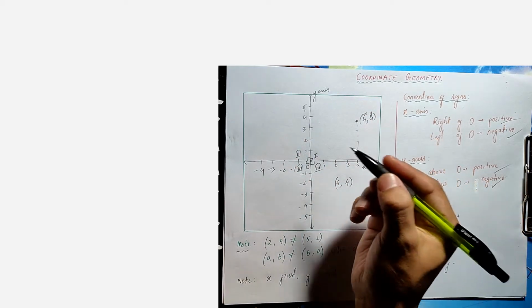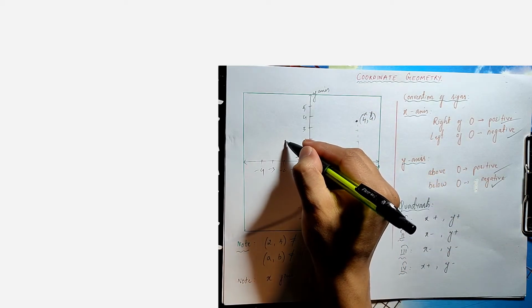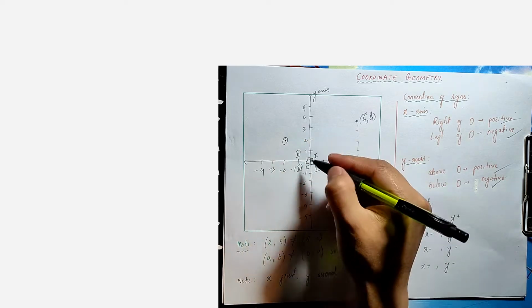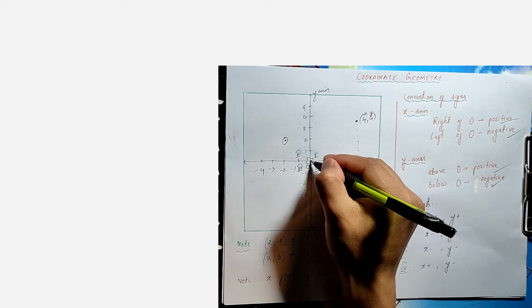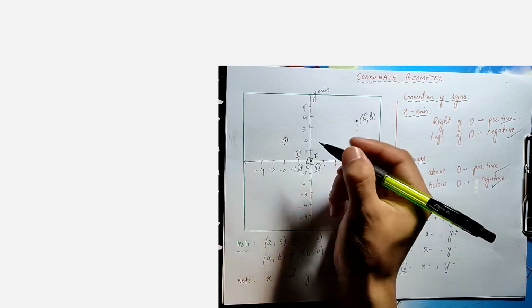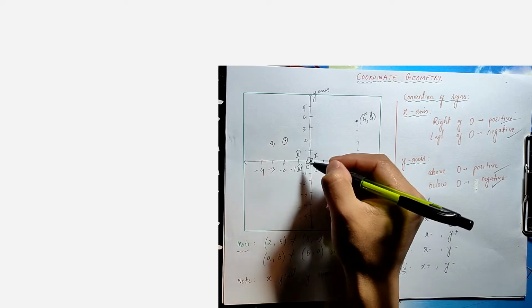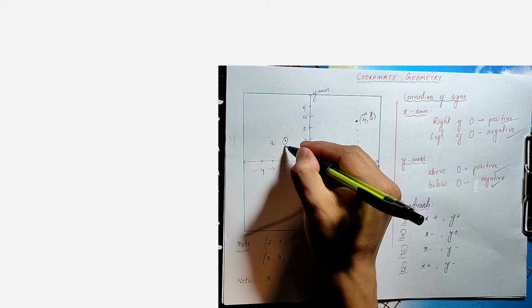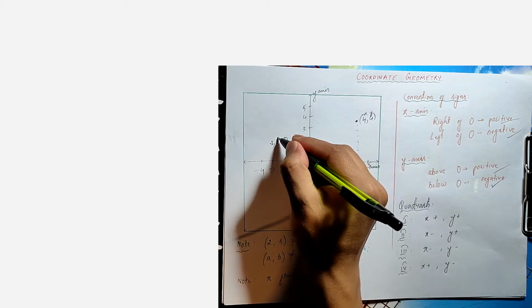Okay, so let us take another point. Let's take this point. If you look at this point, we always start from the origin. So if you go along the x-axis, it is minus 2. So minus 2 comma, and along the y-axis it is 2. So minus 2 comma 2.